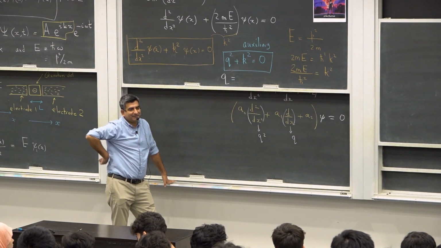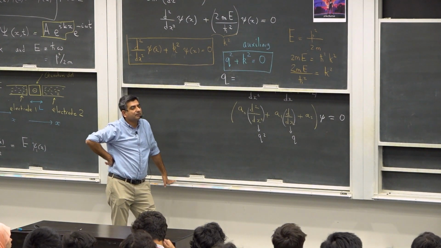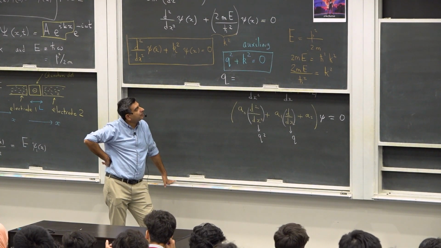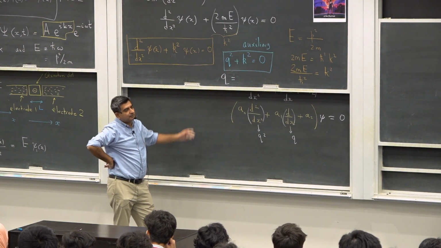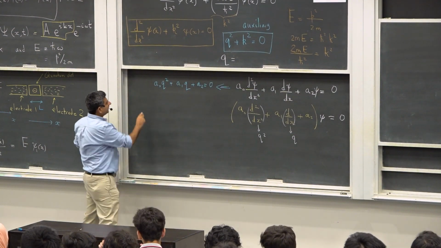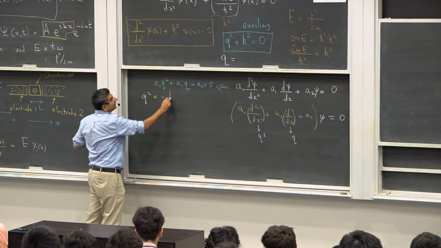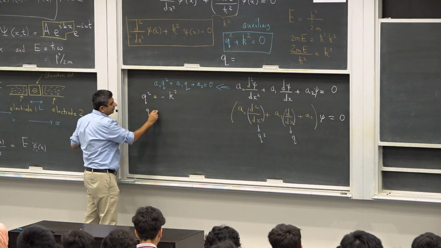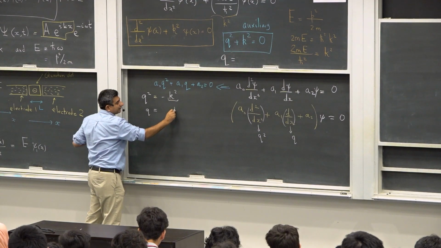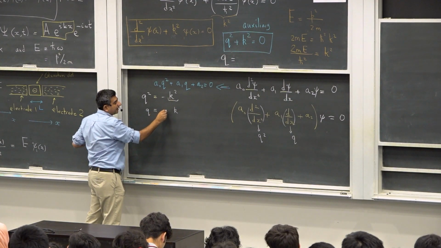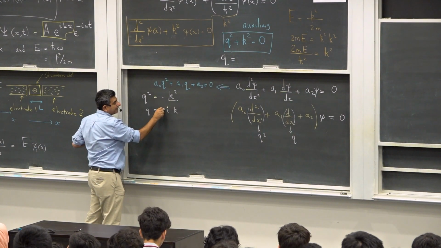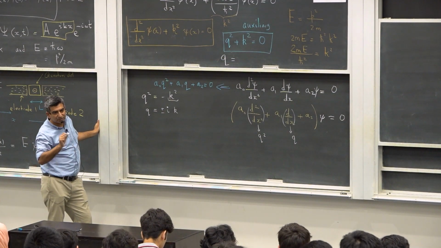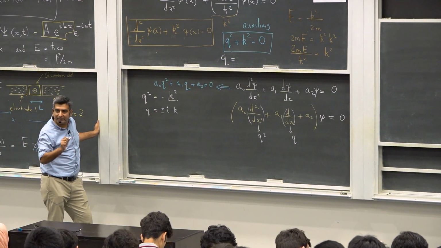So this means q square equals minus k square. So take the square root of both sides. Q, the square root of k square is k. What's the square root of minus 1? Iota. But I can get a positive or a negative answer. Correct? So there are two possible solutions, plus ik and minus ik.